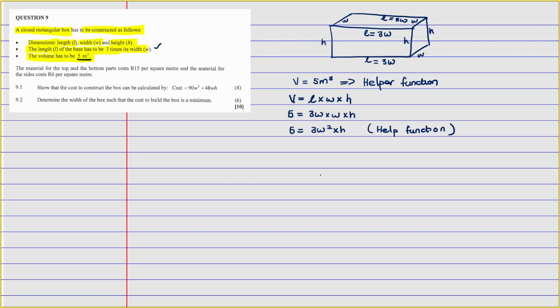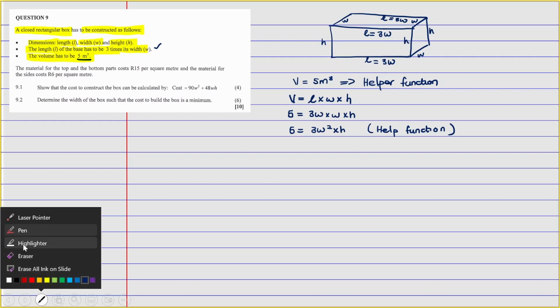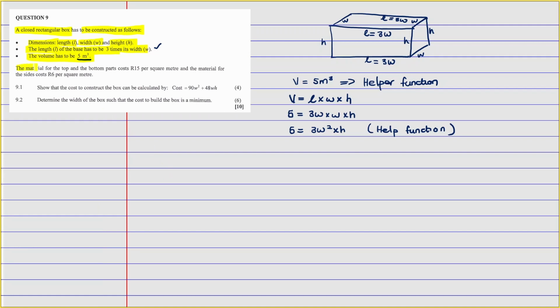So let's just leave that as that, right? Let's now continue and read the information and see what they want from us. They said that the material for the top and bottom parts costs what? It costs 15 Rand per square meter. So the top and bottom is equal to 15 Rand per square meter.